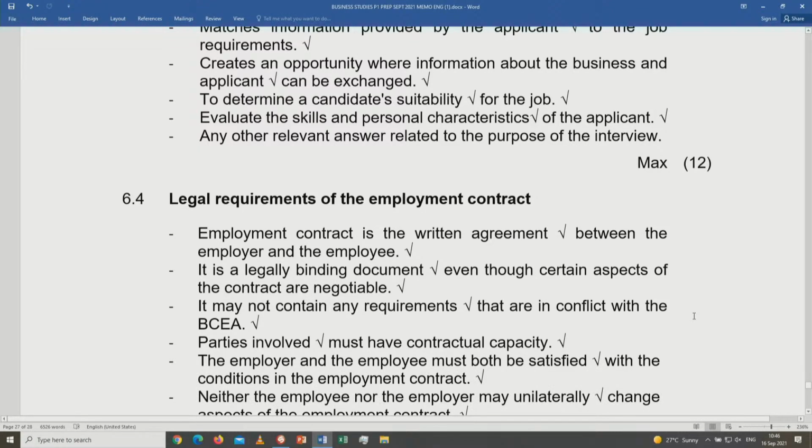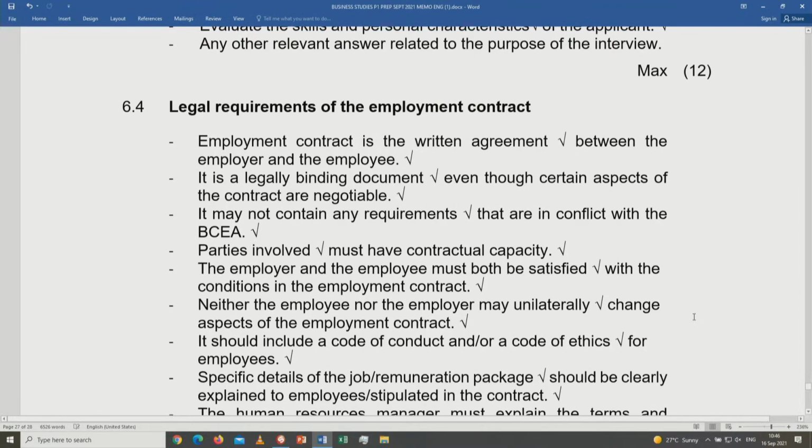Legalities. The question said, discuss the legal requirements of the employment contract. You discuss what will make an employment contract legal. The first answer says an employment contract is a written agreement between the employer and the employee. So the fact that it is written makes it some sort of legal document, because it can stand the test of time in a court of law because it's been written down. So it's a requirement for a contract to be legal. It has got to be in writing.